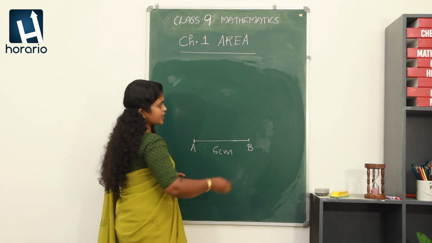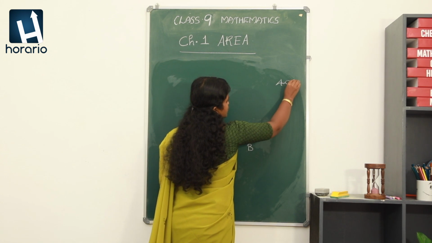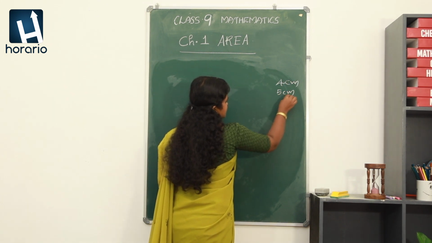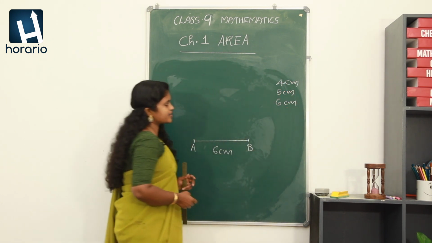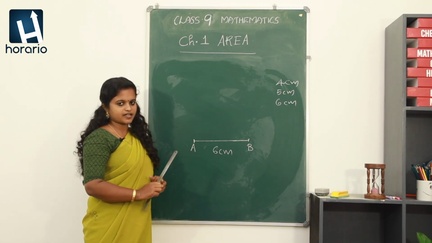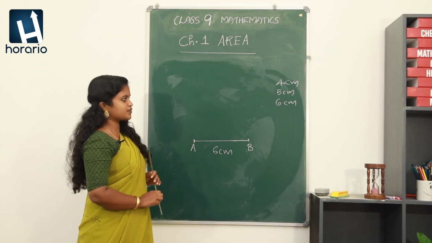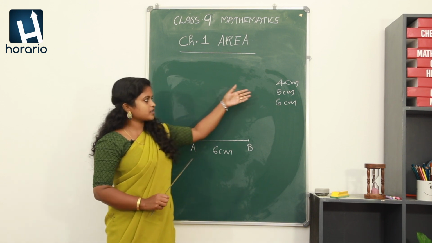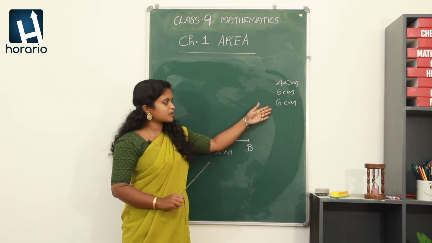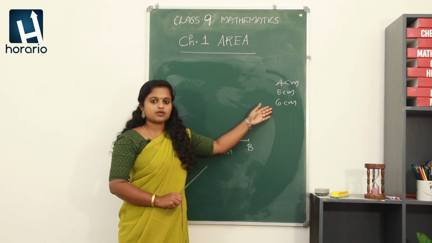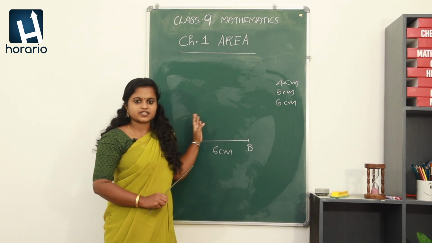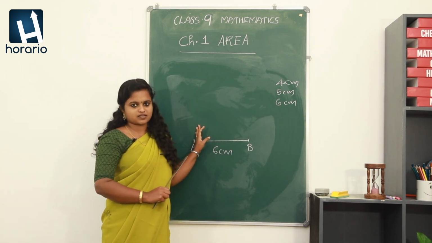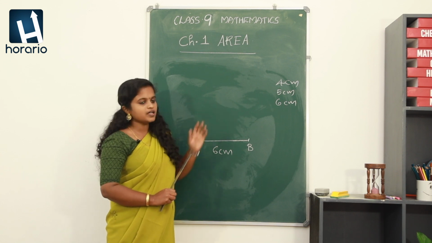Now what else do we have to measure? We have to get 4 cm, 5 cm and 6 cm. These are the sides of the triangle. We got only one side. We have to make the other two sides 4 cm and 5 cm. So you know how to draw a triangle having the measurements 4 cm, 5 cm, 6 cm. You already learned about the construction of such triangles in the lower classes, right? So accordingly you can draw the triangle.